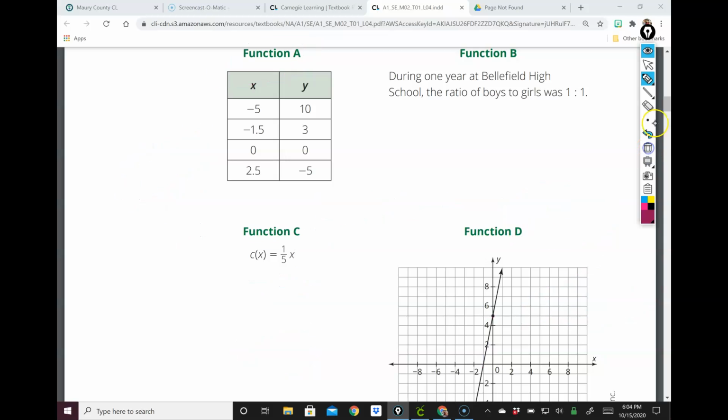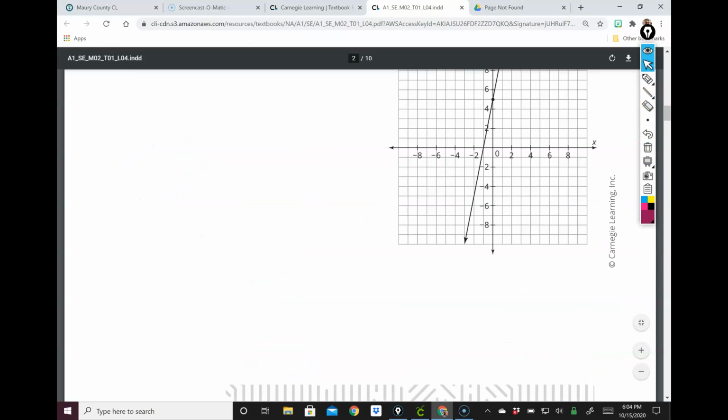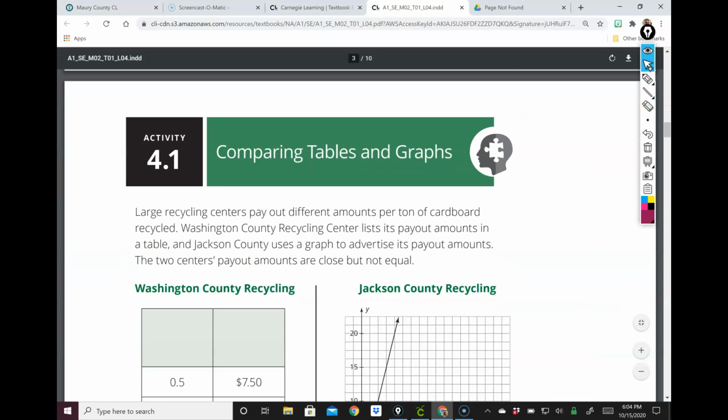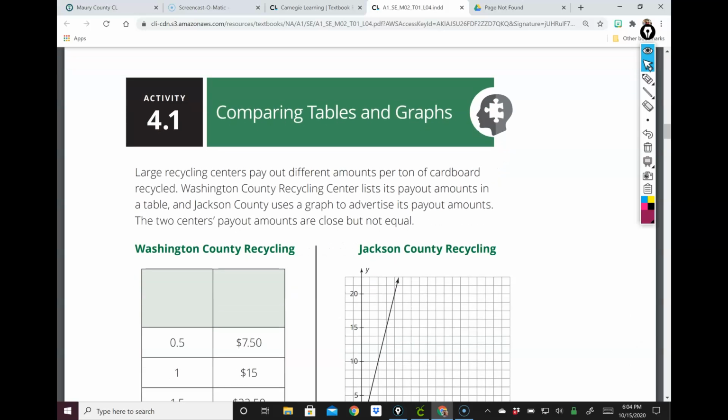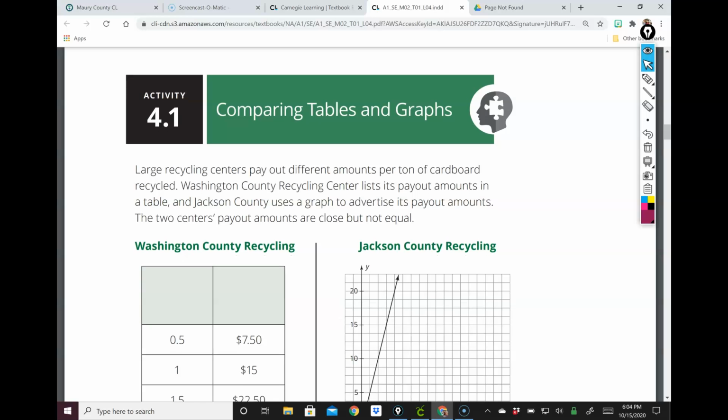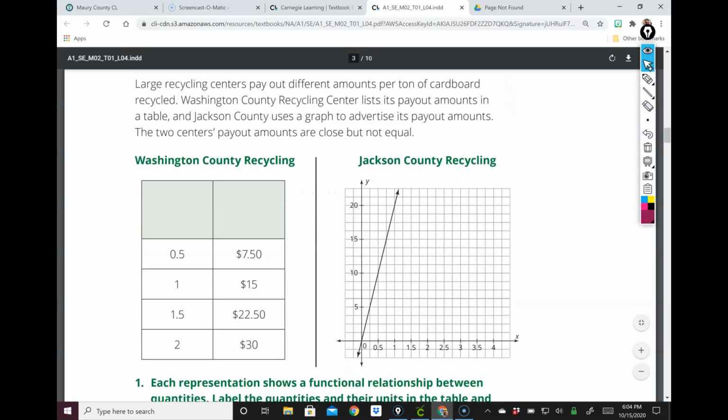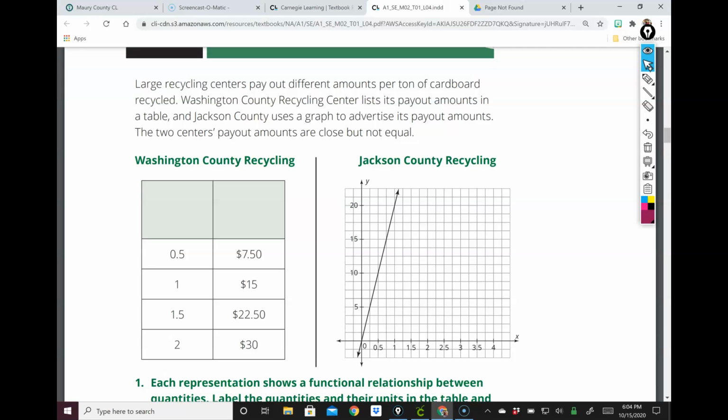Let's keep exploring. Activity 4.1, comparing tables and graph. Large recycling centers pay out different amounts per ton of cardboard recycled. Washington County Recycling Center lists its payout amounts in a table, and Jackson County uses the graph to advertise its payout amounts. The two centers' payout amounts are close but not equal.